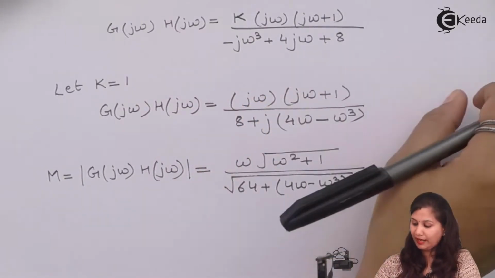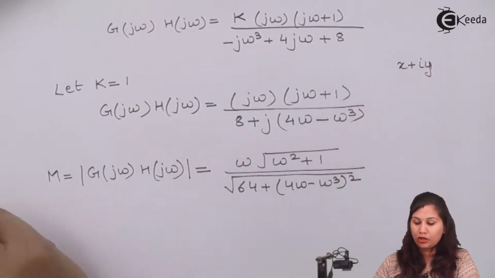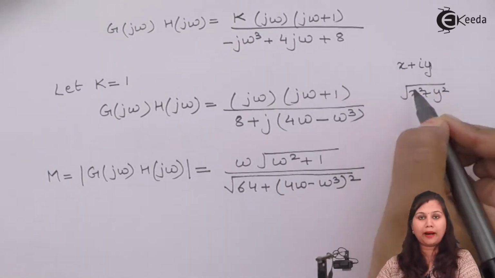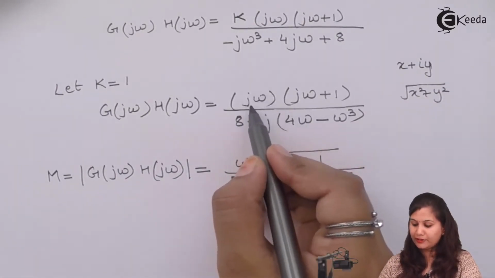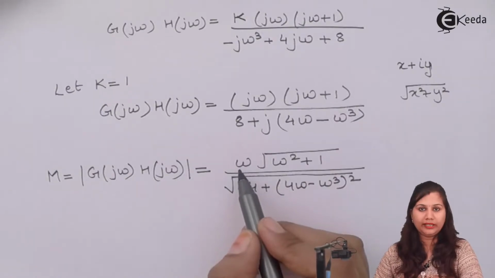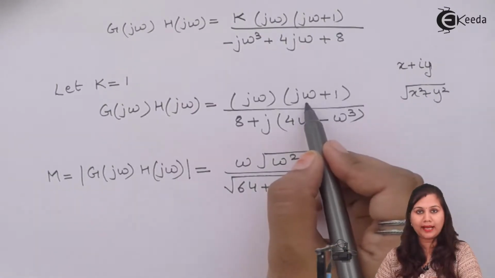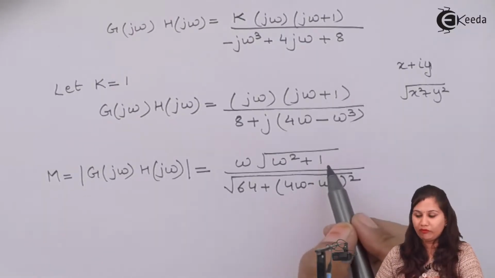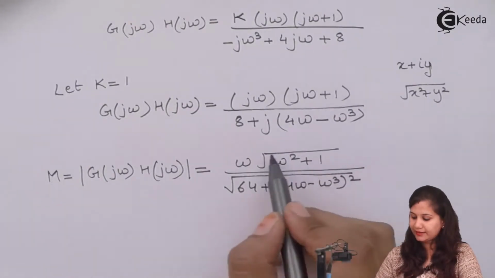Like suppose we have a complex number x plus j y. When we take the magnitude, we take x squared plus y squared, that is the real part squared plus the imaginary part squared, and then its square root. So here we have the imaginary part as omega, so omega squared and then its square root, so it will be only omega. Then in this term we have the real part as 1 and the imaginary part as omega, so the square root of 1 squared, which is 1, plus omega squared.